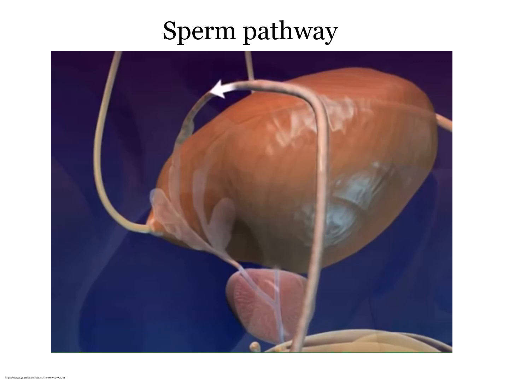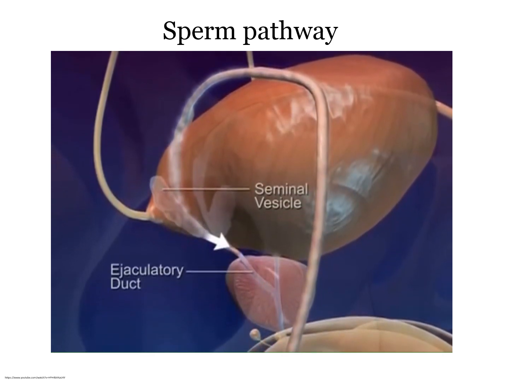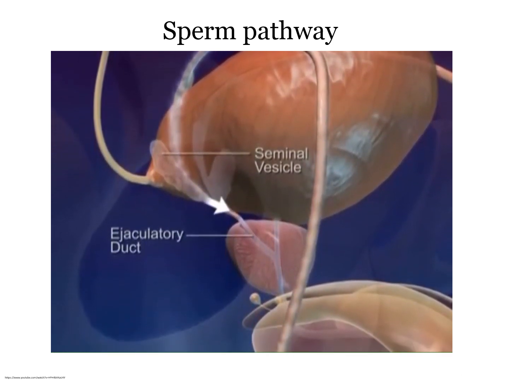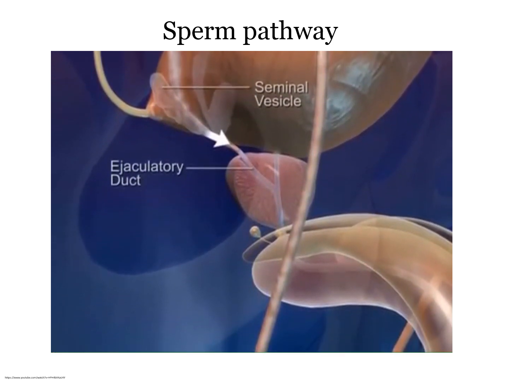The seminal vesicles are glands at the base of the bladder that produce seminal fluid. Together with the ductus deferens, they form the ejaculatory ducts. During ejaculation, these ducts eject sperm into the male urethra, the common passageway for urine and sperm.